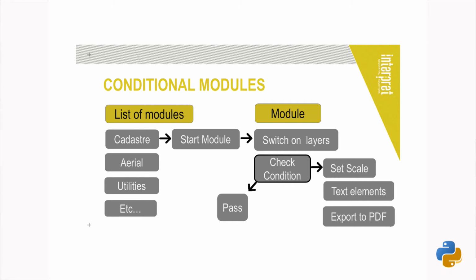Sometimes maps only need to be produced if a certain set of criteria are met. This diagram is almost the same as the one I just showed you, except that before exporting the layout to a PDF, the module checks to see if the property fulfills a series of criteria. If not, the rest of the module is skipped. A variation on this theme is that sometimes the maps are produced slightly differently, depending on the outcome of the conditional statement.